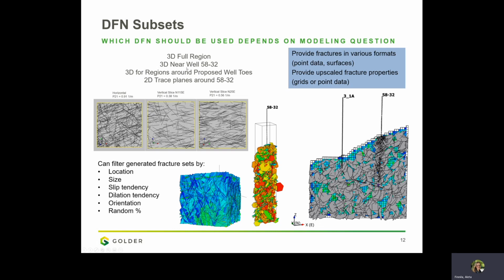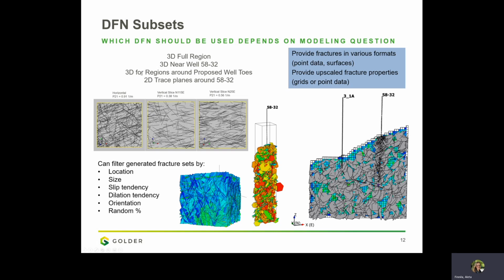What subset we take depends on what the modeling question is. When you're using a DFN, you need to consider the region that you're looking at. Is it the full region of the FORGE model? Are you really interested in a region near the pilot well 5832? The difference between these regions is that you can take into account much smaller fracture sizes. If you're doing a near well study, you might be interested in fracture sizes going down to 1 meter radius, as opposed to the full region, where you can't handle that many fractures. You have different cutoff sizes for what your minimum radius should be. That's an important question to answer when deciding how you're going to use the DFN or what kind of DFN you want to use.